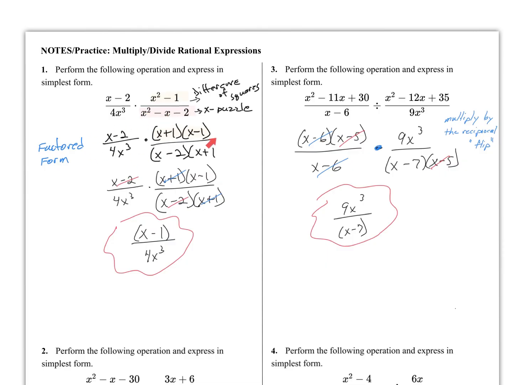Okay, now that I have all of it in factored form, what we're looking for is any common factor in the numerator and the denominator that would cancel each other out. So this x minus 2 in the numerator and the denominator just cancel each other out. Same with the x plus 1 in the numerator and the denominator, they cancel each other out. So all you're left with is the x minus 1 in the numerator and the 4x cubed in the denominator, and that is all now factored. That is the answer we get when we multiply these two, the product of this expression.